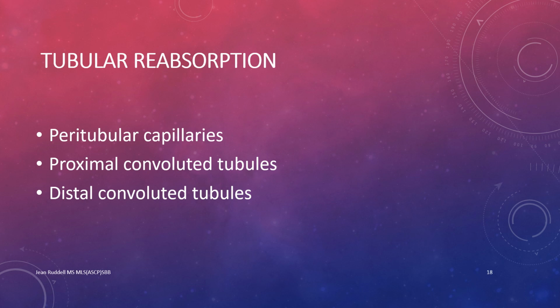Tubular reabsorption. The body cannot afford to lose 120 milliliters every minute. Therefore, the body must have reabsorption of parts of the ultrafiltrate. Reabsorption is when substances that were originally filtered through the glomerulus into the filtrate are reabsorbed into the blood. This occurs in the peritubular capillaries surrounding the proximal convoluted tubules.